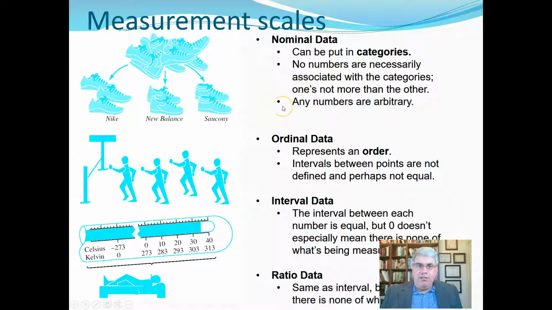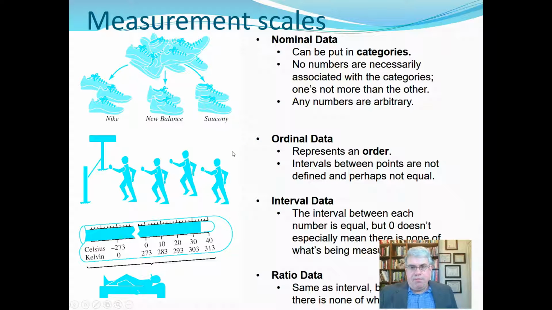Now, one of the characteristics of nominal data is that there's no order to it. We don't say that Nike comes before New Balance or New Balance comes after Saucony. They're just groups. We can put the groups in any order and they still make sense. So that's the characteristic of nominal data. There's no order to the groups that we use. Now, in contrast, there's ordinal data. And ordinal data represents an order. You can see the word order in there.